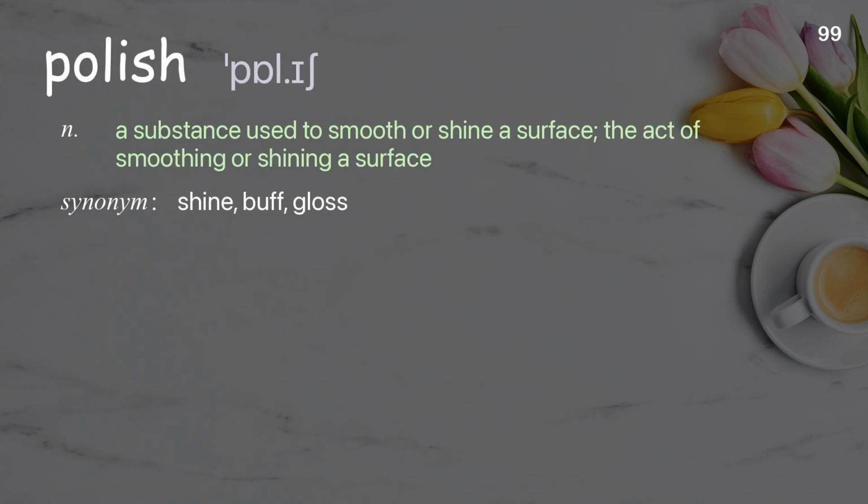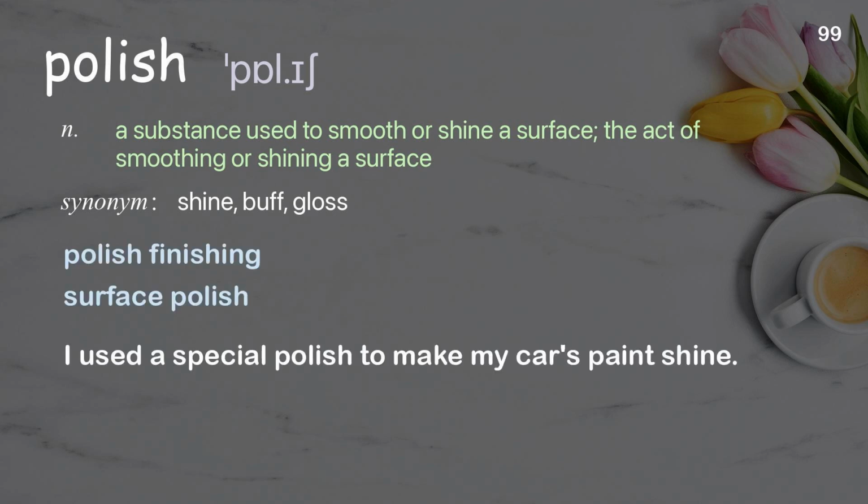Polish. A substance used to smooth or shine a surface, the act of smoothing or shining a surface. Examples: polish finishing, surface polish. I used a special polish to make my car's paint shine.